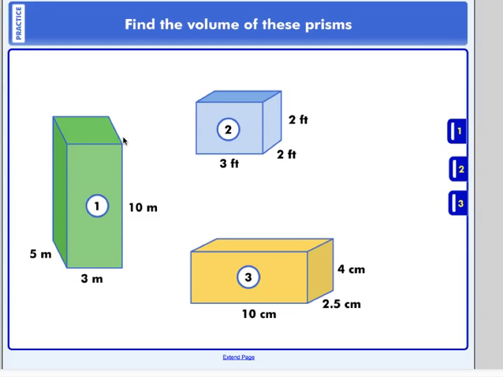Now the height of the prism is 10, so I need to take the area of the base, 15, multiply it by the height of the prism, 10, so 15 times 10. So the volume of number 1 here would be 150 meters cubed. Notice it's to the 3rd power because it's 3-dimensional. All right? Area is 2-dimensional. Here we have 3-dimensional, and that's why our meters are to the 3rd power, and we call that meters cubed, or we could even say cubic meters.